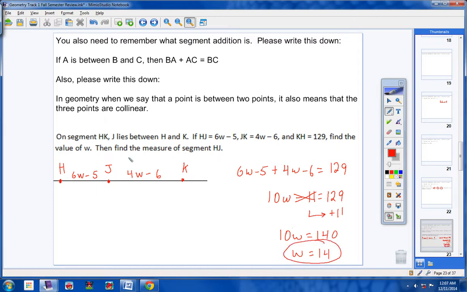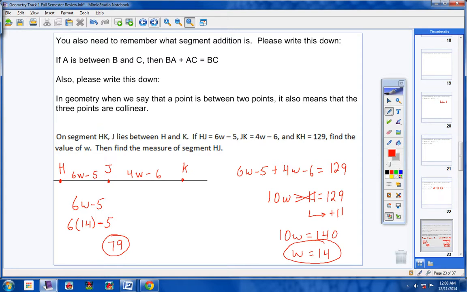Now it says find the measure of segment HJ. So here's HJ. Well guys, we can do this very easily. What is HJ? 6W minus 5. But what's W? 14. So where W is, we simply put 14. And then it becomes a calculator problem. 6 times 14, which is 84, minus 5 is 79. There we go. So the measure of segment HJ is 79.